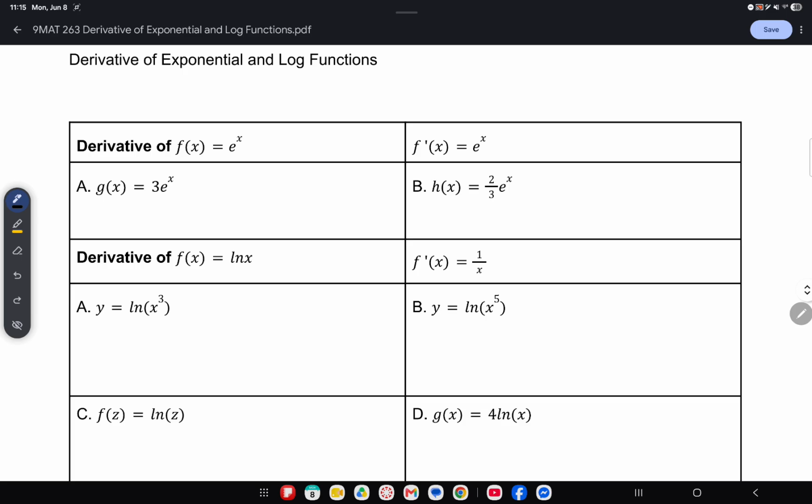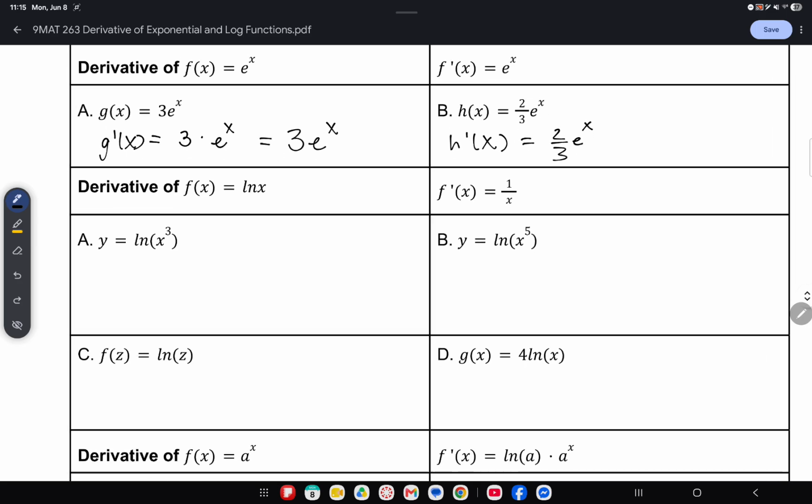So if I have 3e to the x, if I'm finding the derivative, that's just 3 times the derivative of e to the x, which is just going to be 3e to the x. Okay? So similarly, if this is 2/3 e to the x, that's just going to be 2/3 times the derivative of e to the x, which is e to the x. All right? Now what if we have the natural log?